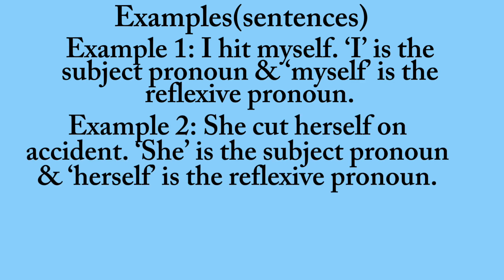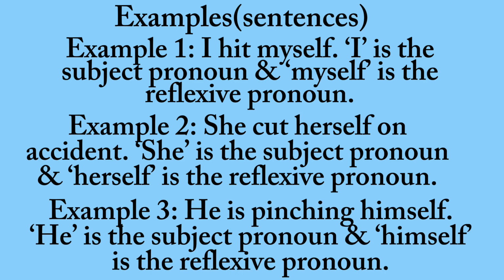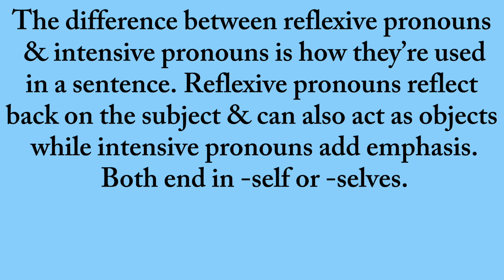Example 2 says she cut herself on accident. Notice how she is the subject pronoun. She's the one doing the action, and herself is the reflexive pronoun. Herself is receiving the action. Example 3 says he is pinching himself. Notice how he is the subject pronoun because he is the one doing the action, and himself is the reflexive pronoun because himself is receiving the action. Himself is being pinched.